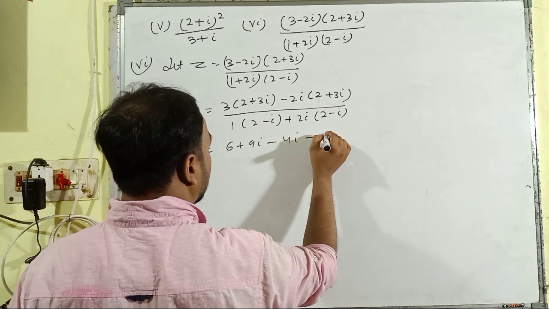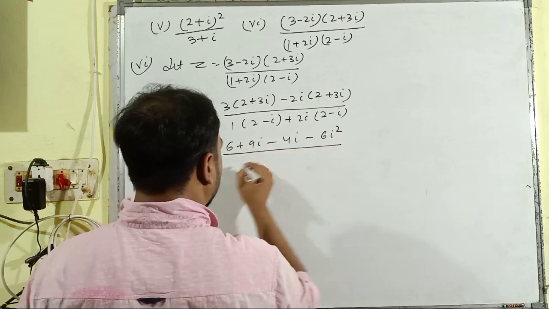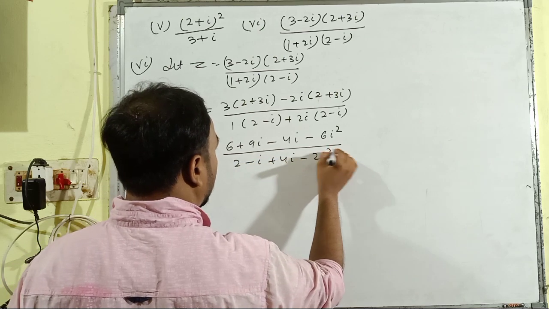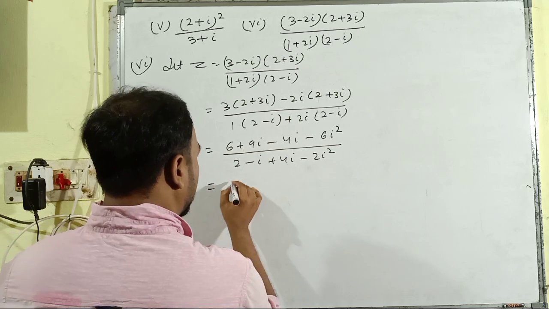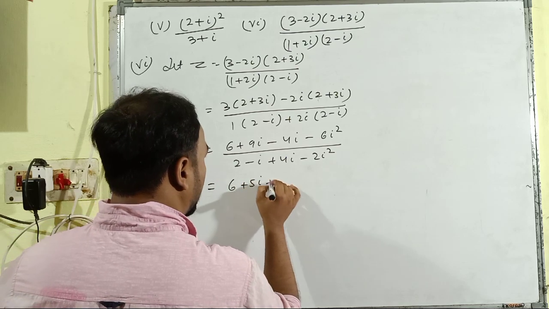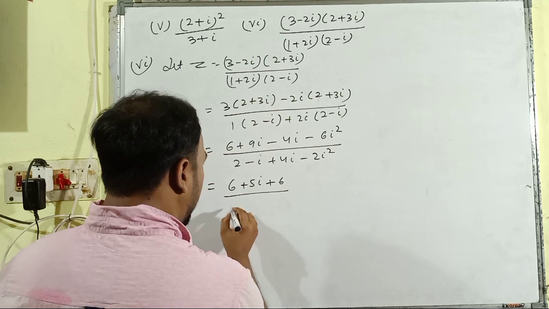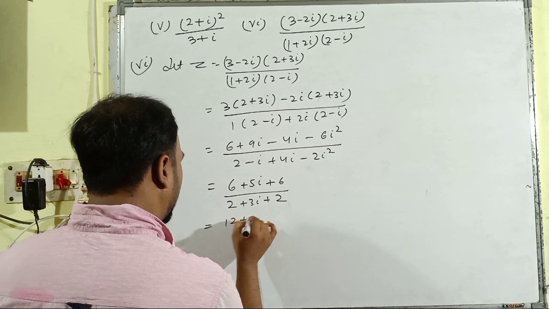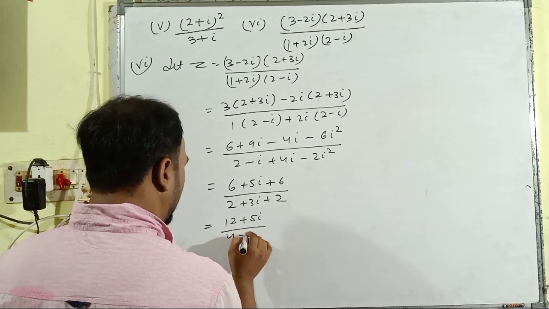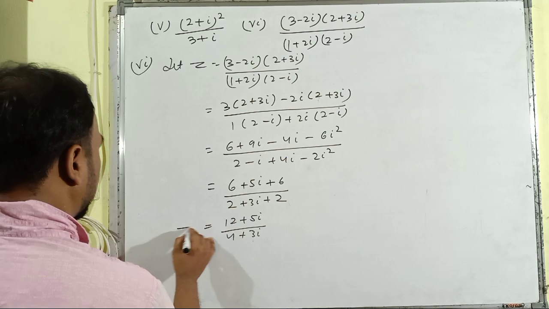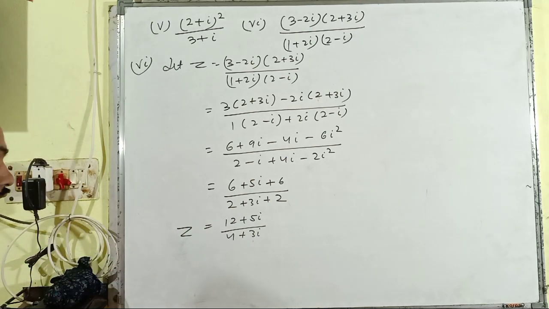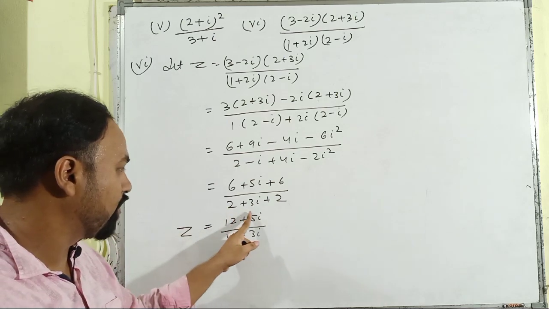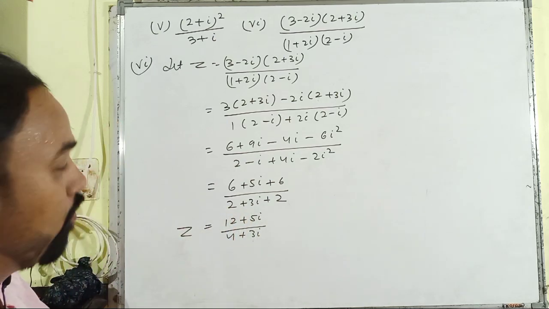Then it is 6 plus 9i minus 4i minus 6i square, divided by 2 minus i plus 4i minus 2i square. Then it is 6 plus 5i plus 6, divided by 2 plus 3i plus 2, then it is (12 plus 5i) divided by (4 plus 3i). And now you can see that the given expression has been converted into the form of (12 plus 5i) divided by (4 plus 3i).